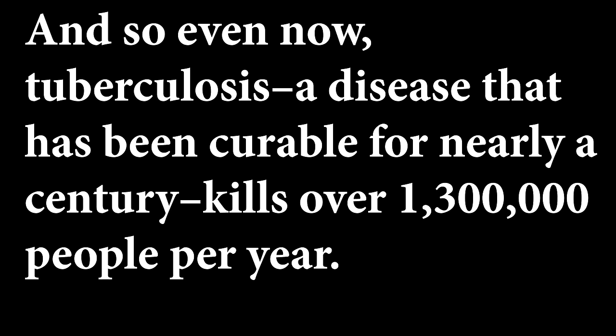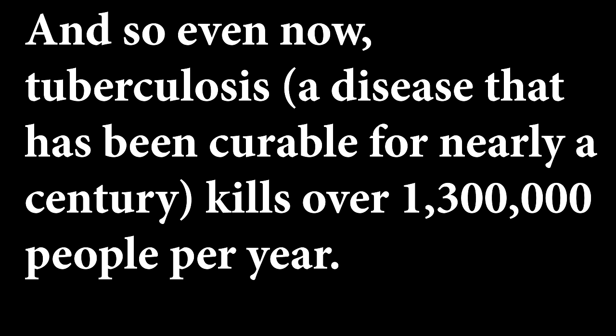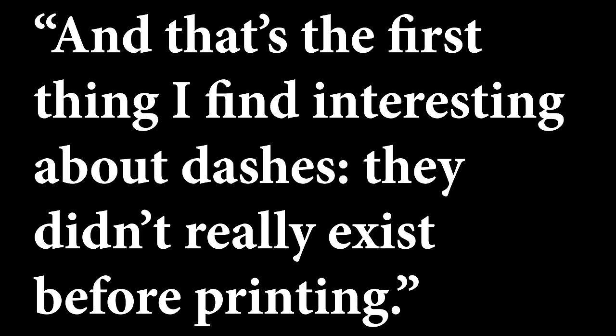So, for example, in my book about tuberculosis, I might write, "And so even now, tuberculosis, a disease that has been curable for nearly a century, kills over 1.3 million people per year." Now, I could have inserted that clause into parentheses like this, and that would have also been correct, just as it's also correct to use a colon in a situation like the one I mentioned earlier. And listen, I'm not afraid of colons or parenthetical asides, it's just that I think M dashes often look and work better for whatever reason. It's like a personal preference thing.